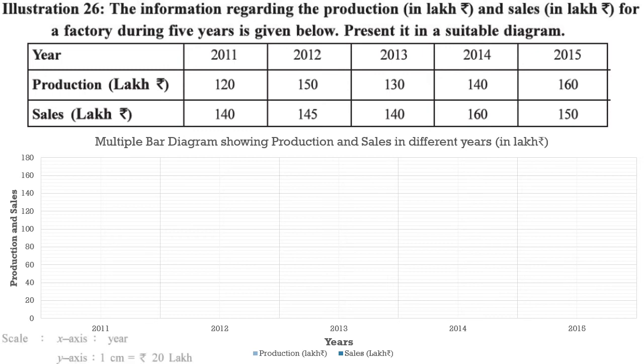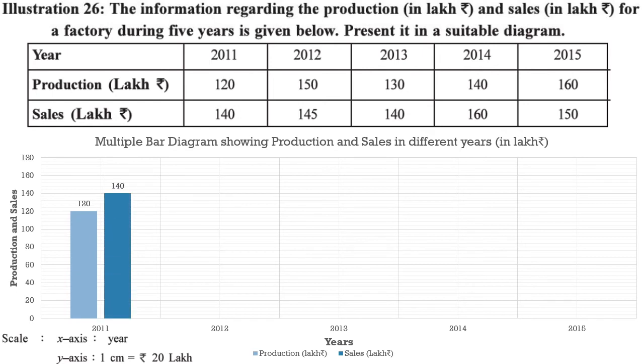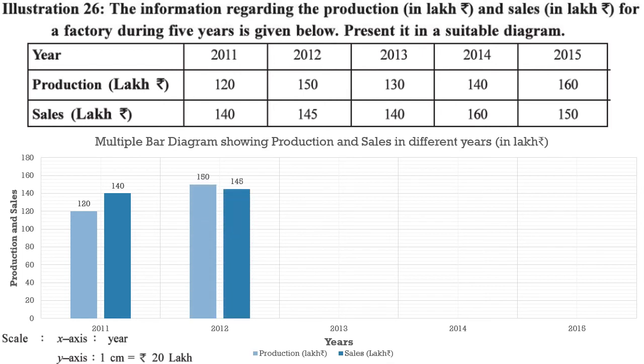Okay, the scale I have taken here is on x-axis a year, and on y-axis 1 centimeter is equal to rupees 20 lakh. Okay, now I have to start. For the year 2011, the production is 120 lakh rupees and the sales is 140 lakh rupees. In 2012, production is 150 lakh rupees and the sales is 145 lakh rupees.